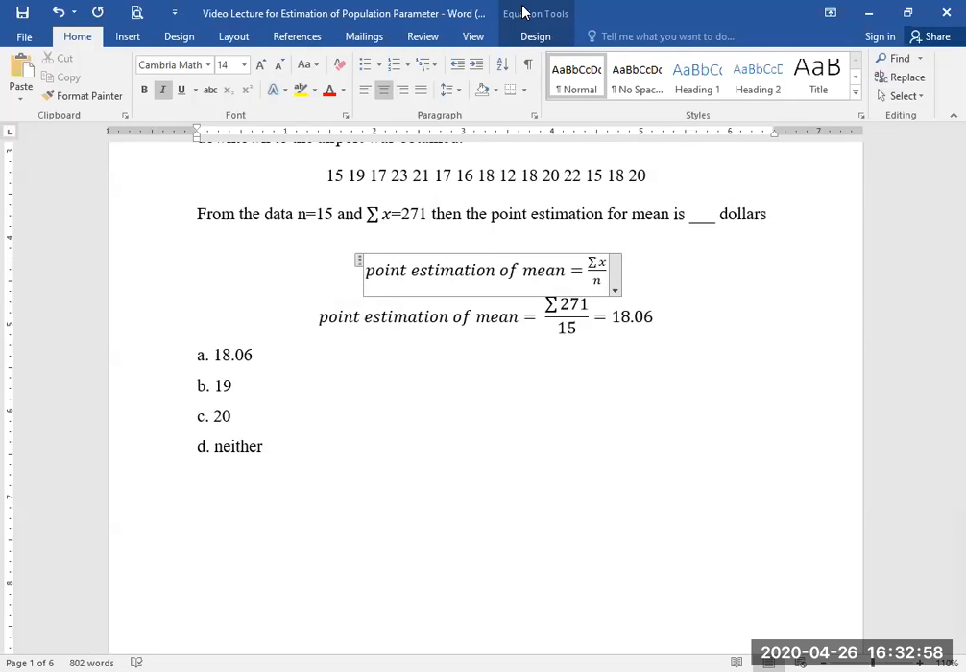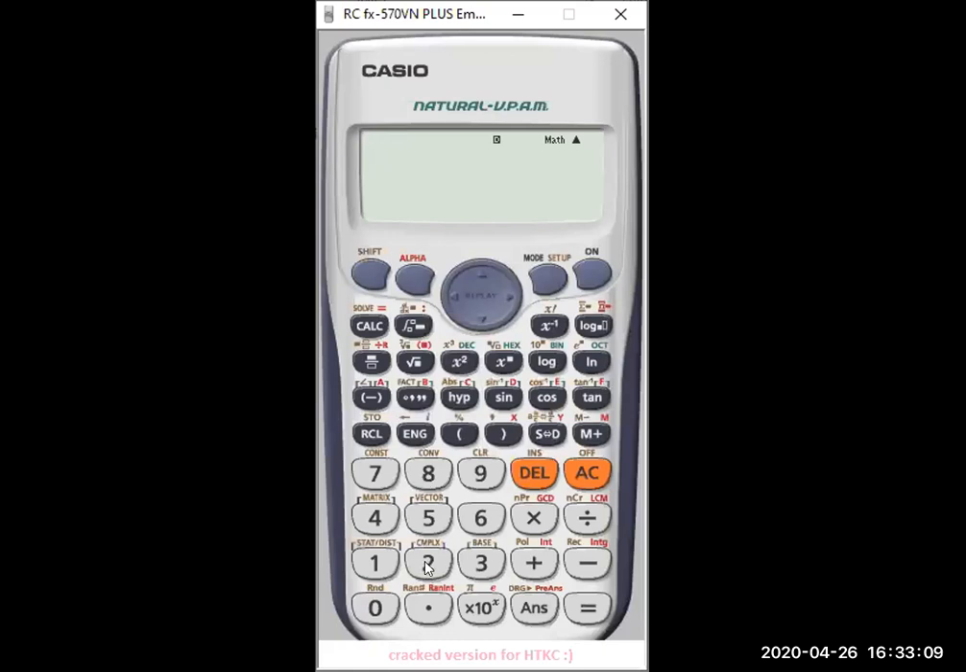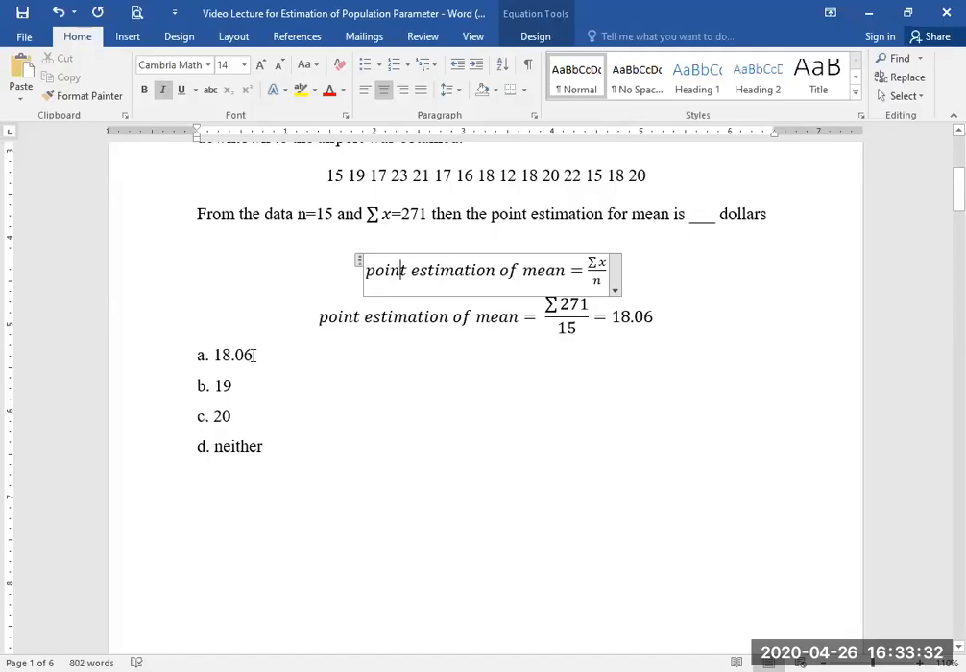Now we just have to divide 271 by 15. 271 divided by 15, what we will obtain is equal to 18.06. So 18.06 is the point estimation obtained from this example. This is the answer, students. A is the answer. Now example number two.